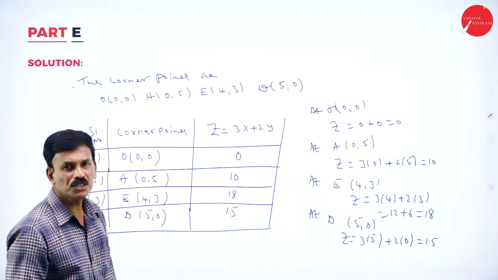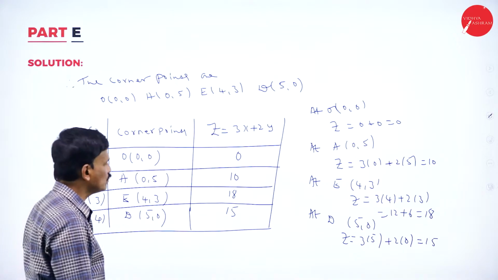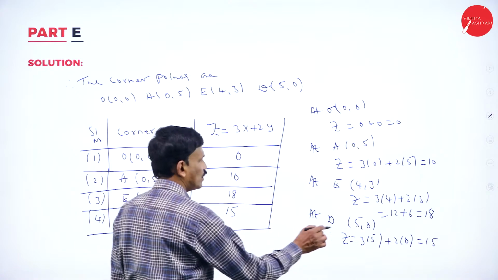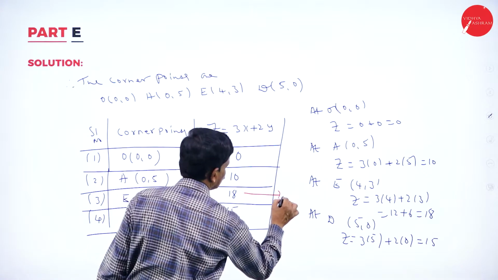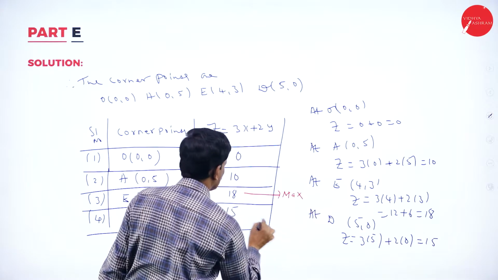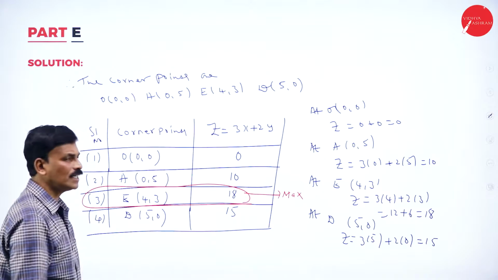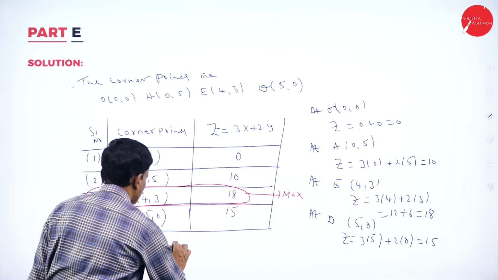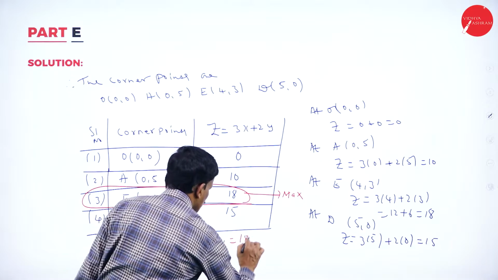Now what do you say from this table? What is required to find is the maximum. Where is it maximum? What is the maximum value? This is the maximum value. Now from the table, this is maximum. So therefore the maximum value is 18 at (4, 3). So therefore Z maximum is equal to 18.